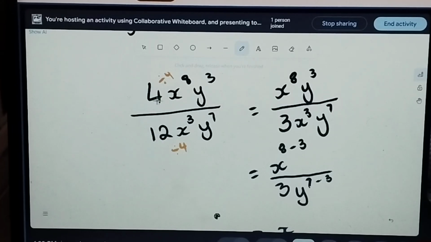When I had 4x to the 8, y to the 3 over 12x to the 3, y to the 7, the first thing I did is I sorted out the coefficients, the 4 and the 12.